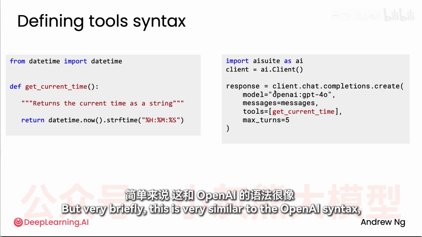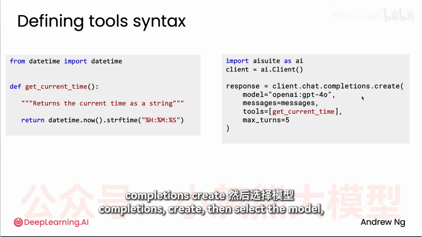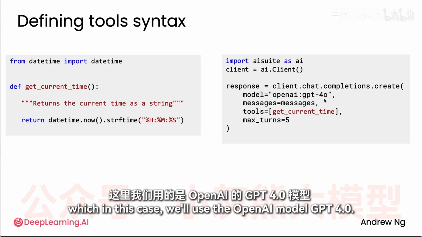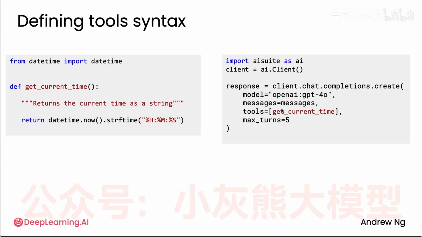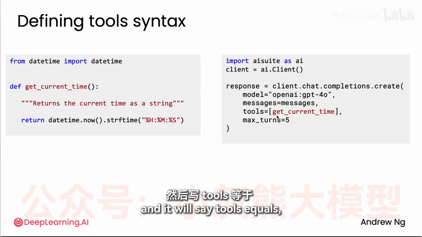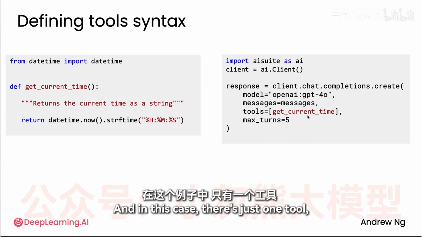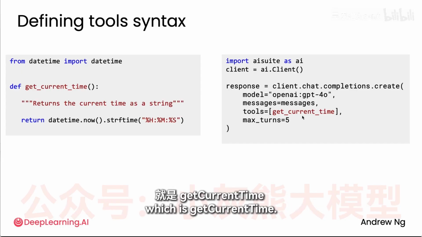But very briefly, this is very similar to the OpenAI syntax where you say response equals client.chat.completions.create, then select the model, which in this case will be the OpenAI model GPT-4o, messages equals messages, assuming you've put into an array here the messages you want to pass the LLM, and then tools equals a list of the tools you want the LLM to have access to. And in this case, there's just one tool, which is get current time.